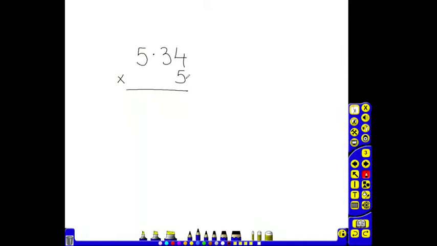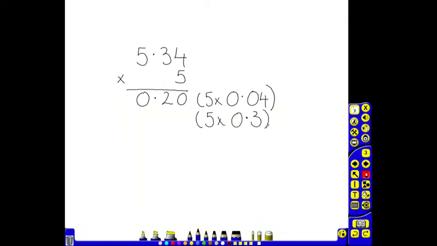Okay, first of all I begin with the least significant digit here, which is the 4. So this time it is 5 multiplied by 0.04, because the 4 occurs 2 places after the decimal point, and that gives me 0.20. I then multiply the 5 by 0.3, because the 3 occurs 1 place after the decimal point, and that gives me an answer of 1.5.